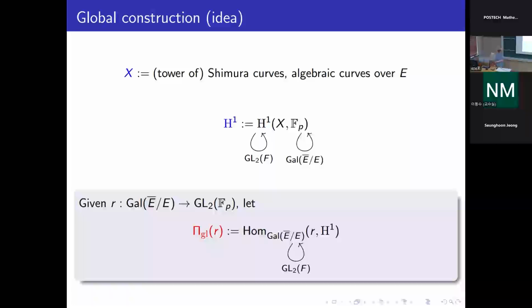You can do the same thing. For this, it's actually not important that you take F_p coefficients. You could take l-adic coefficients, or this just plays an auxiliary role. It just gives us a way to get the vector space associated to the algebraic curve.